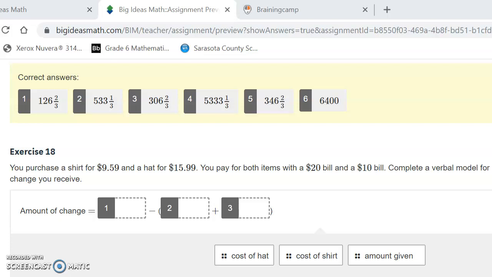All right, you're purchasing a shirt. Your shirt is $9.59, and you're also buying a hat for $15.99. You give the clerk $30 with a 20 and a 10. Complete a verbal model for each. So the amount of change that you're going to get is going to equal the amount of money that you give, minus the cost of the hat plus the cost of the shirt. So these two have to be added up, the cost of the hat and the shirt. You take that away from how much money you actually gave them, which was the 30, and then the amount of change that you would receive.